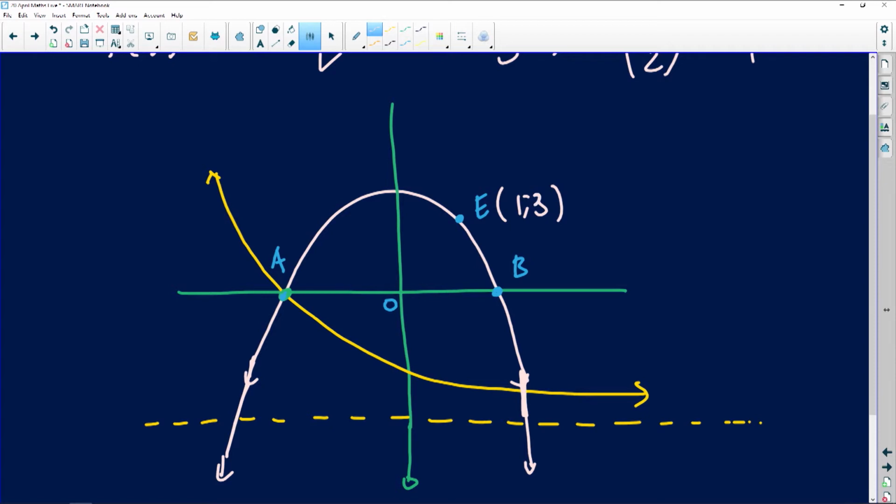This graph turns at point C, which lies on the y-axis. We're told that C is the turning point of the graph of f, and D is the y-intercept of the graph of g. So the yellow graph cuts the y-axis at point D.